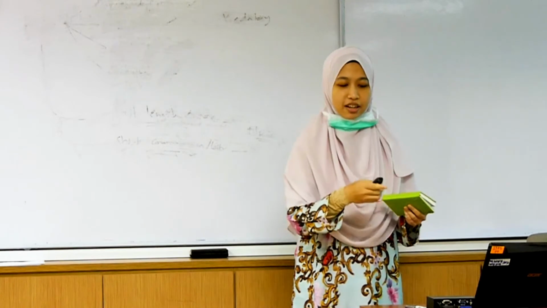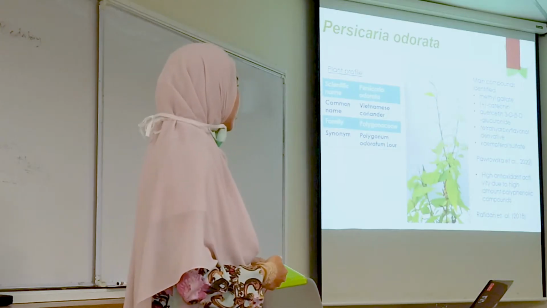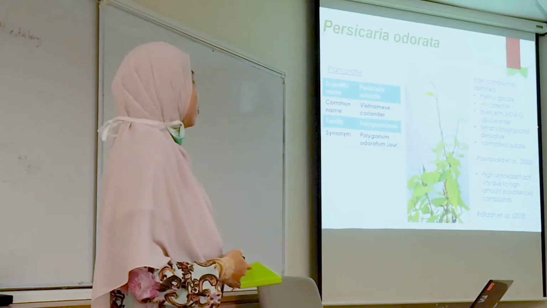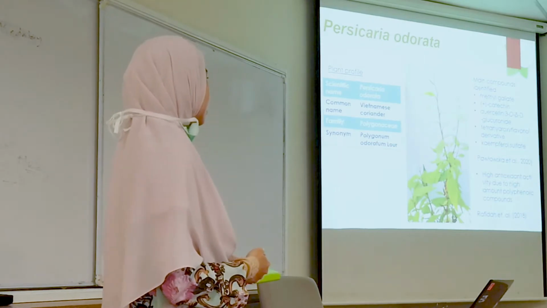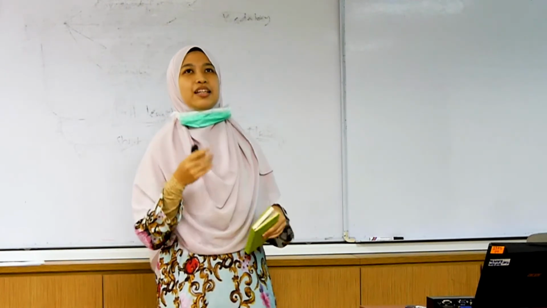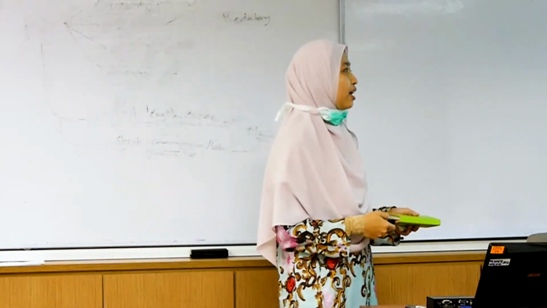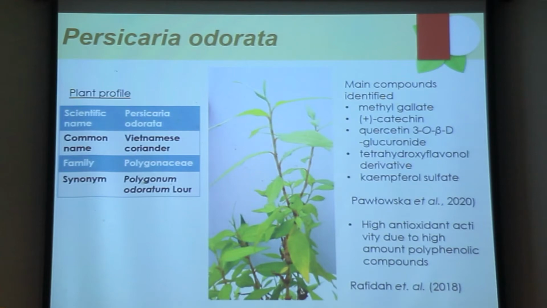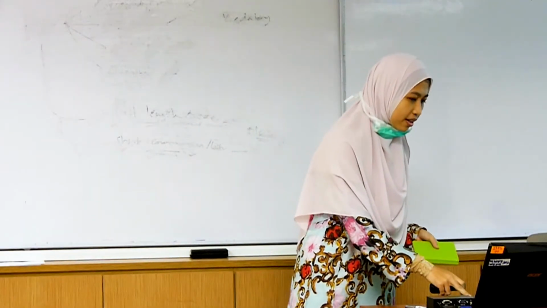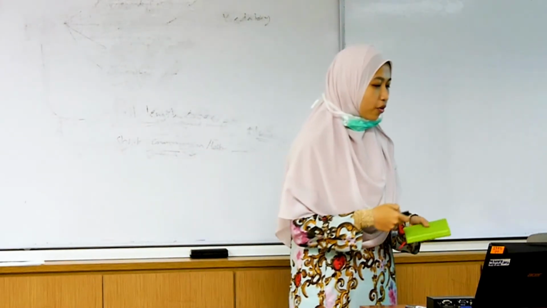So why Persicaria odorata? Persicaria odorata, which is also known as kesum or Vietnamese coriander. From Paulsamy et al., the main compounds identified from the wild type are methyl gallate, catechin, and quercetin. Quercetin is mostly found in articles regarding Persicaria odorata, and also by Rafida et al., it is high in antioxidant activity due to a high amount of polyphenolic compounds. So these are the compounds found from the wild type of Persicaria odorata.